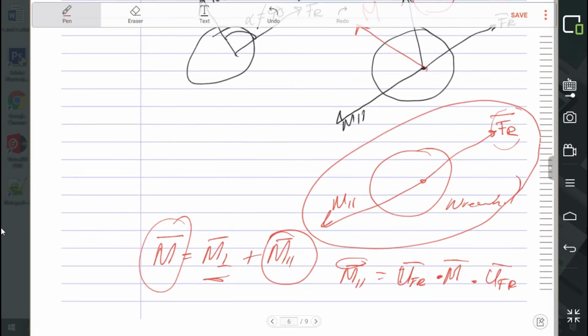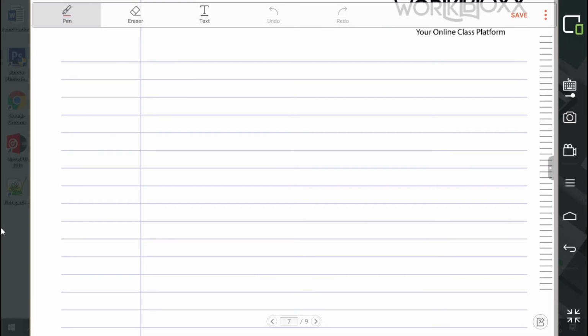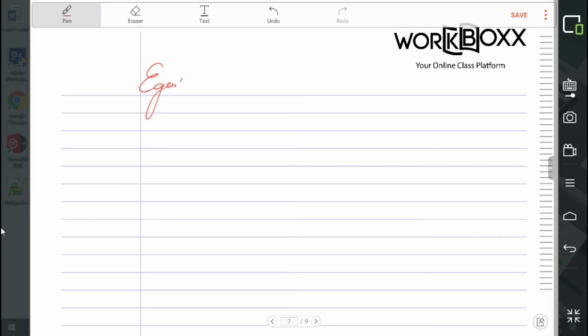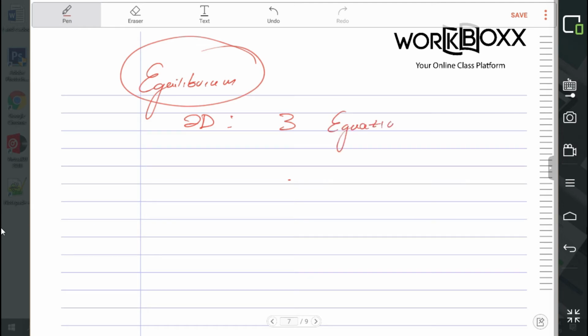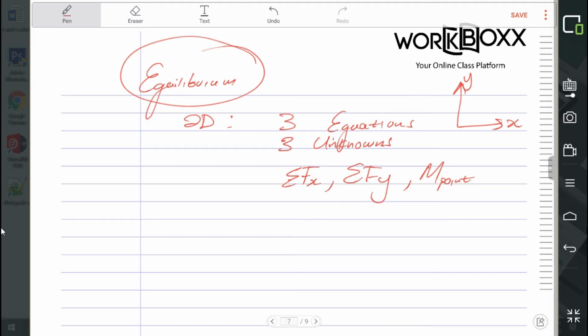So the other thing that we can talk about is equilibrium. With equilibrium, you need to know that if I'm using 2D, I have 3 equations, meaning I can solve 3 unknowns. And those equations are the sum of the forces in the x, the sum of the forces in the y, normally, if that is my axis, and the sum of the moments about a point. So those are my 3 equations, meaning I can solve 3 unknowns.